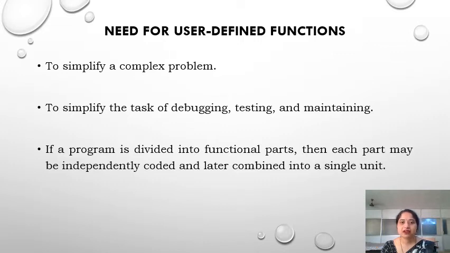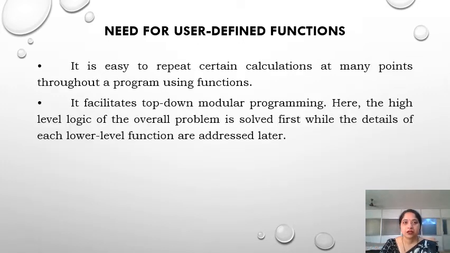If a program is divided into functional parts, then each part may be independently coded and later it can be combined together into a single unit. It is easy to repeat certain calculations at many points throughout a program using functions. Say for example, if you have written one set of code which is being repeated in your program many number of times, then we can use the functions easily. Instead of writing the code many times, we can easily use the same set of code wherever we need.